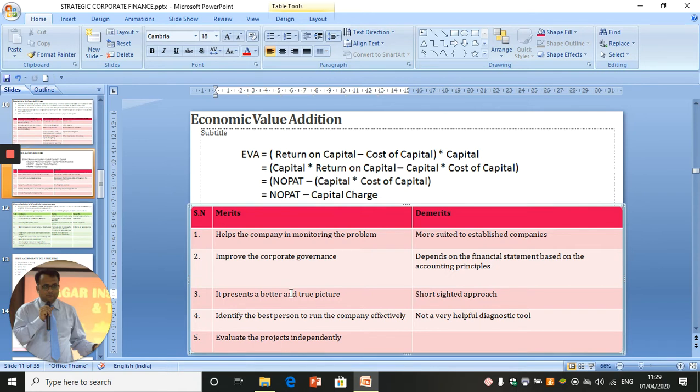Demerits: more suited to established companies. It is not for the new companies, because new companies have not created any value yet. Depends on financial statements based on accounting principles. So again, it suffers because it is based on NOPAT, net operating profit after tax. All the deficiencies in the financial statement are again deficiencies of this economic value addition.